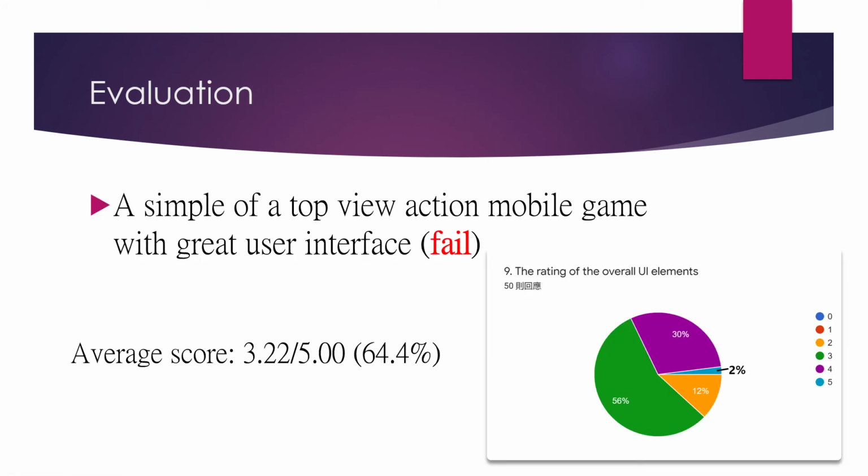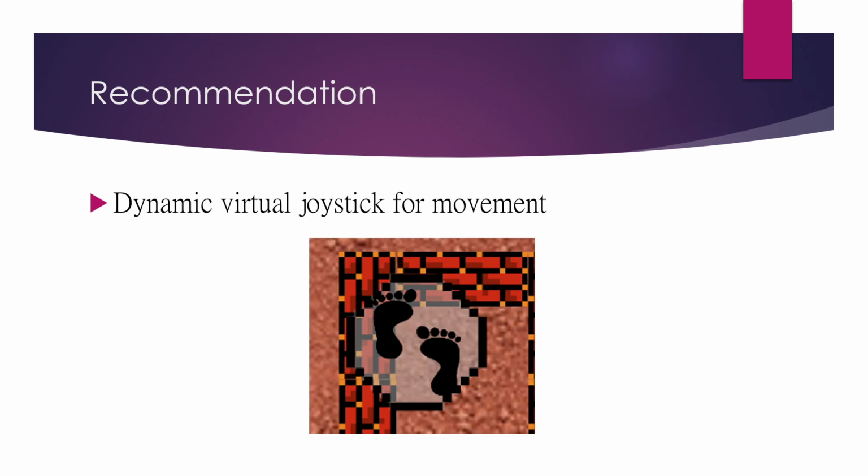And as for creating a sample game for top view action mobile game with great user interface, it is considered failed because after the questionnaire, the average score the game got is 64.4% of the maximum score, which is below the target score of 65%, in the question about the rating of the overall user interface element. However, how to improve the sample games mentioned above?